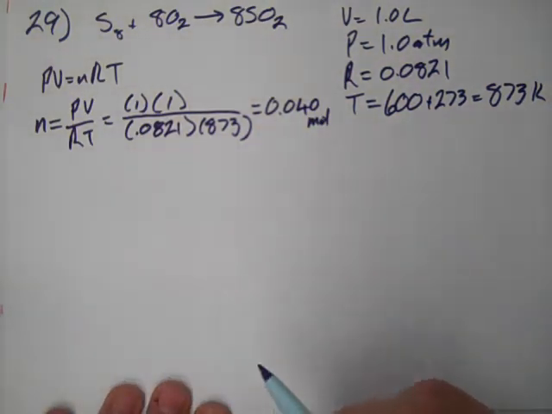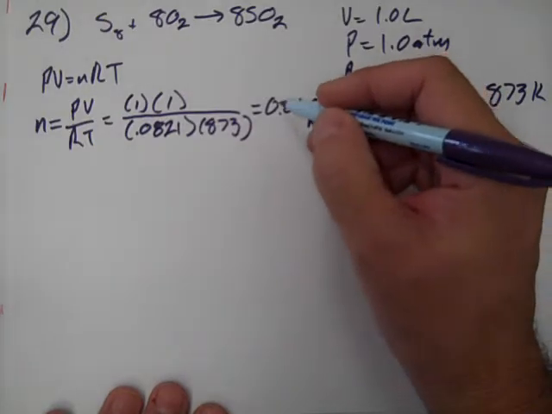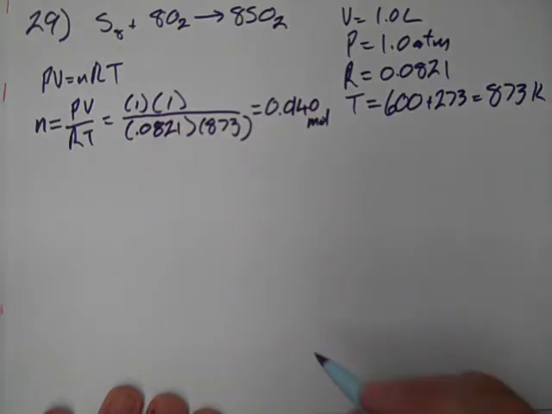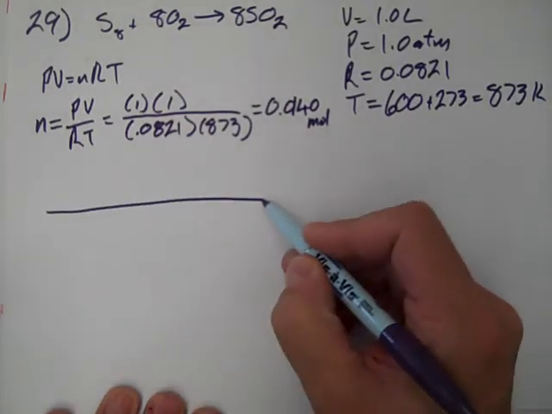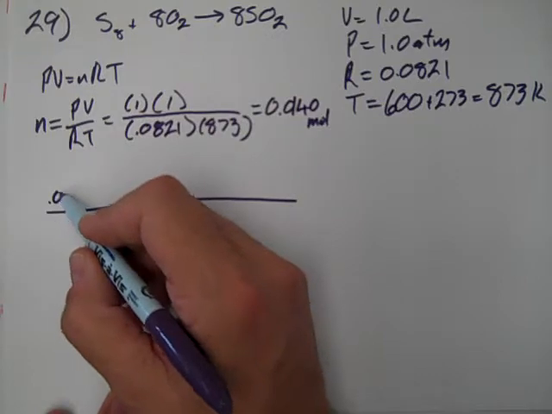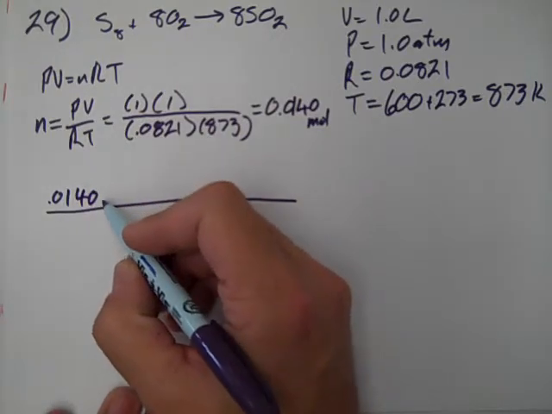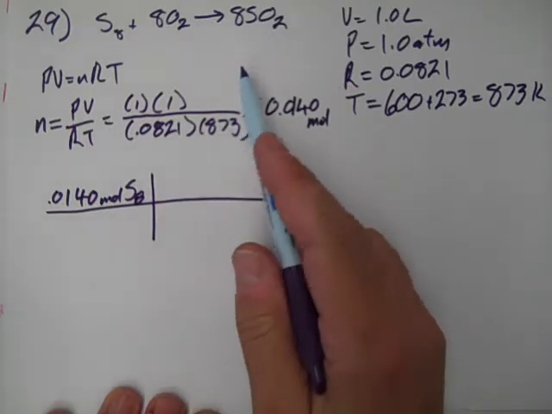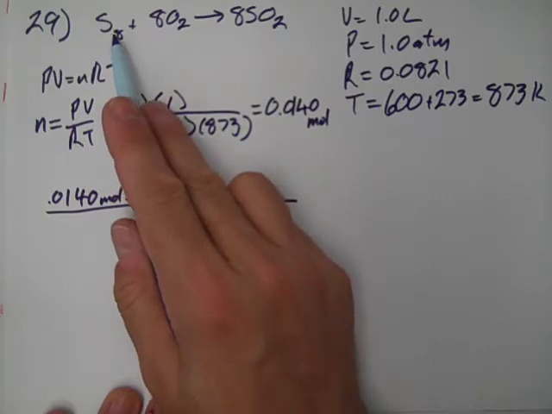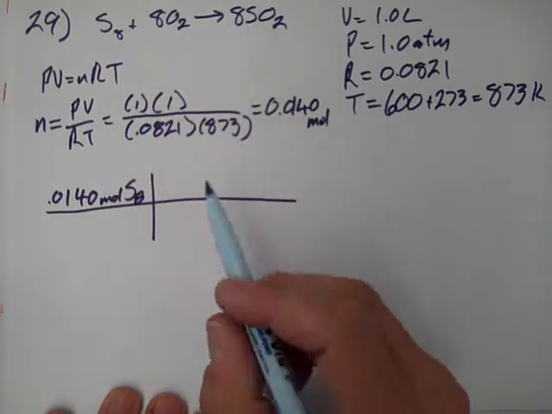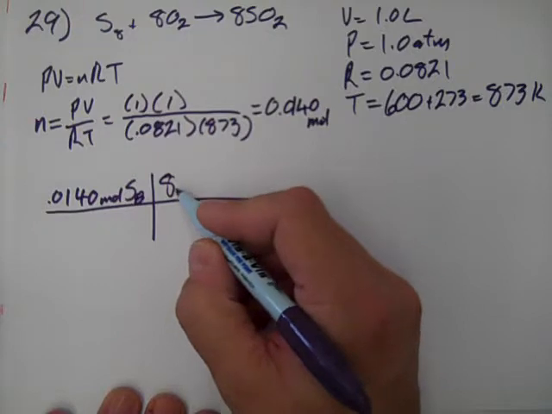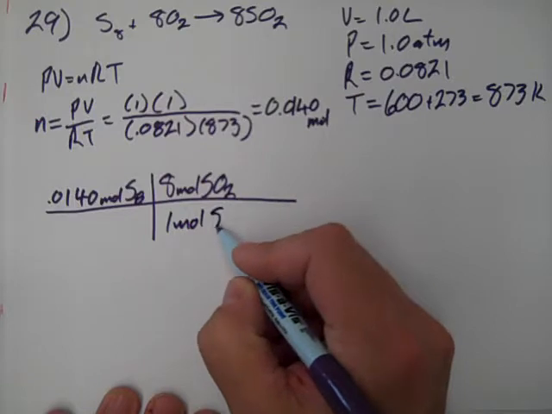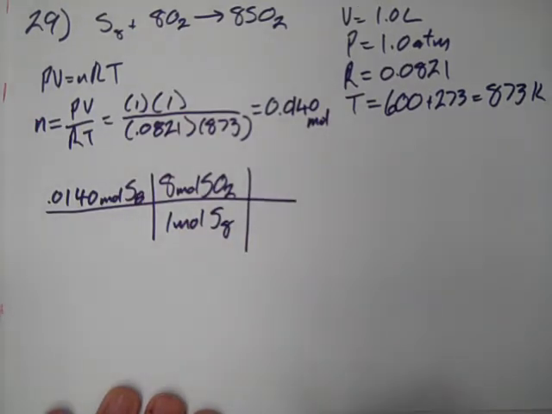So now, whoops, excuse me, I see a typo, 0.0140 moles. So in order to turn my 0.0140 moles of S8, I use the stoichiometry. That many moles of S8 will get me 8 times as many. So there are 8 moles of SO2 for every 1 mole of S8.